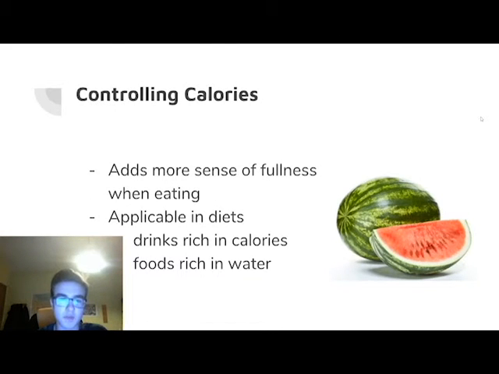Another important effect water has on our body is controlling calories. Water can add more sense of fullness when eating, so that we eat less, which would lead to losing mass and our diet being more efficient. Things that are the most water rich are the most efficient for this purpose, and those are drinks rich in calories such as juices, and foods rich in water such as watermelon.